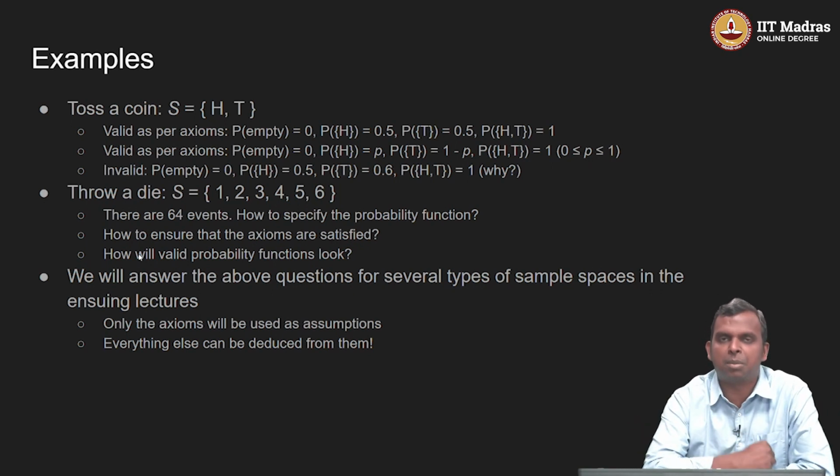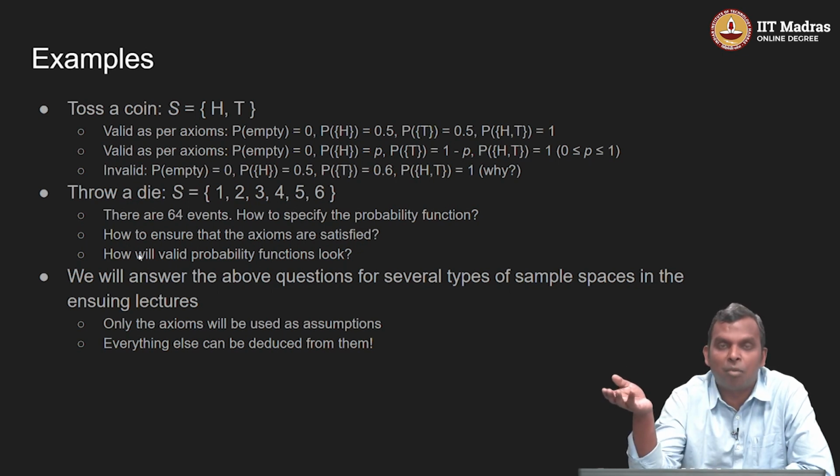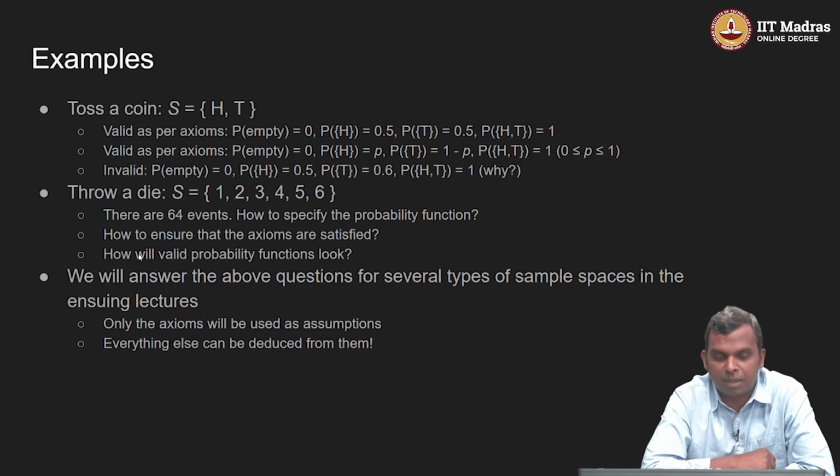So let's take the first experiment to be tossing a coin. Okay, the sample space is H comma T. I've been writing heads and tails so far, but we can write capital H comma capital T. Capital H stands for heads, capital T stands for tails, right? So that's your sample space.